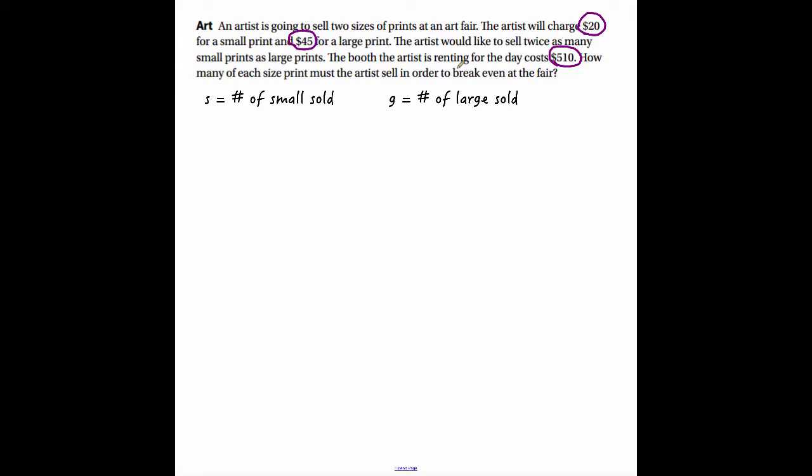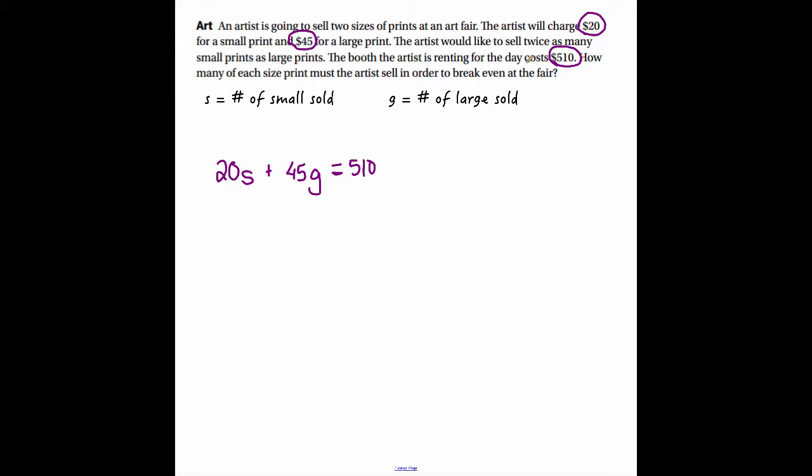This wants to know how many I have to sell in order to break even. So let's write the first equation dealing with money. If $20 is the cost of a small print, I can multiply 20 times S, the number of small prints sold. Then I would add that to the cost of the large prints, $45 multiplied by the number of large prints sold. I need this to equal $510 just so I can break even. So here's my first equation dealing with cost.